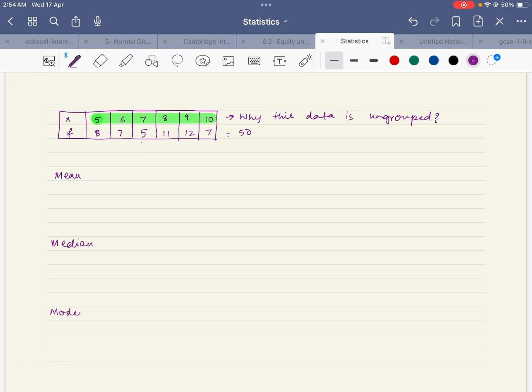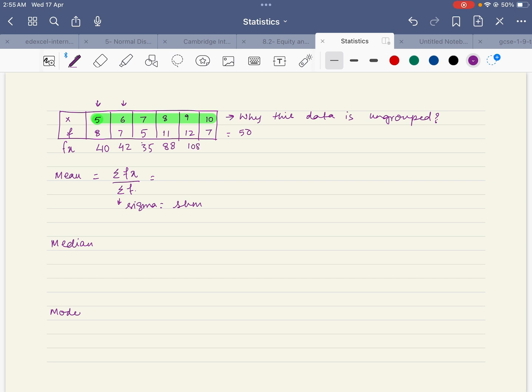How do we find out mean? Formula is same, but what do we do? Sigma fx upon sigma f. This sigma means sum, right? So sigma fx means you will make a column of fx where you multiply f and x. Why do we multiply this? If 5 is written 8 times, you add them, it becomes 40. 6 is written 7 times, you add them, it becomes 42. Right? That's why we calculate fx.